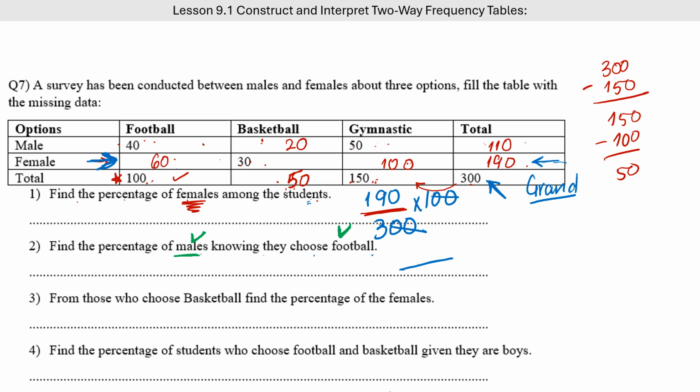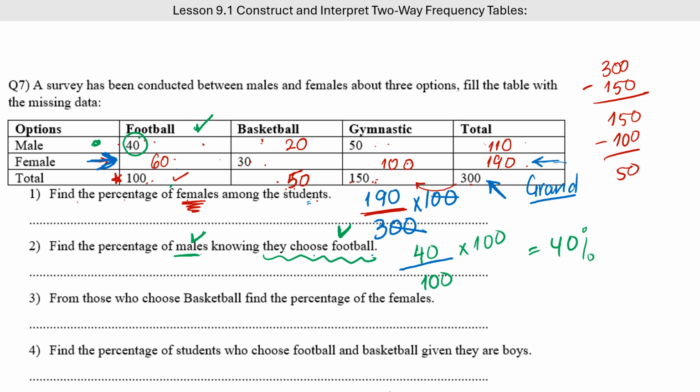Okay, those who choose the football. So male and football, where male and football? So male here and football here. So it is 40. So first of all, I will write on the top 40. Now, what is the other thing? Other is choose football. It means the total of football. So, the total of this football is 100. And to find the percentage, we times the 100. So, we will get 40%.